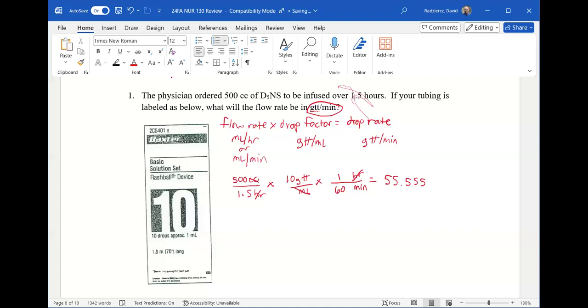55.555. It just keeps repeating. Remember, I can't give somebody a partial drop. So what I'm going to do is round this to 56 drops per minute.